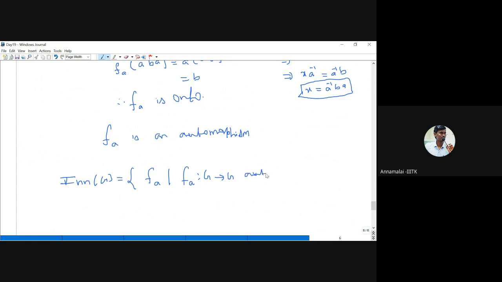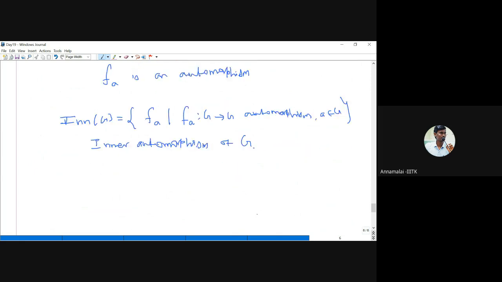Automorphism. Okay, and a is any element in G. This is called the inner automorphism of group G. This is a subgroup, not only a subgroup, it's a normal subgroup of the automorphism group of G. So usually we call this the inner automorphism of the group G.